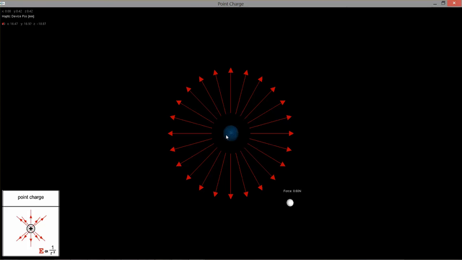So here's my haptics cursor, and I'm going to move it around the configuration, and as you can see, the force is going to decrease as I move away from the configuration. The force is going to decrease by a factor of 1 by r square as I move away, and it's going to increase as I move towards the configuration.